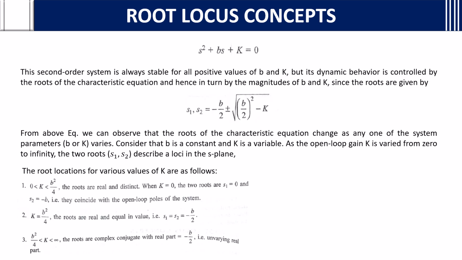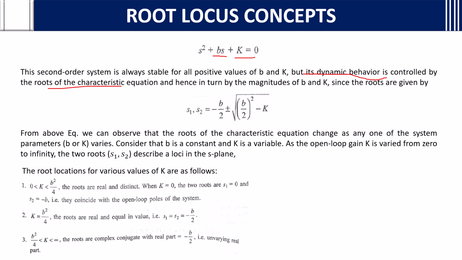Then s square plus bs plus k equals 0, we got. This second order system is always stable for all positive values of b and k. If b and k are positive values, then the system is stable. If it is negative, as we know, it is not stable. But its dynamic behavior is controlled by the roots of the characteristic equation.